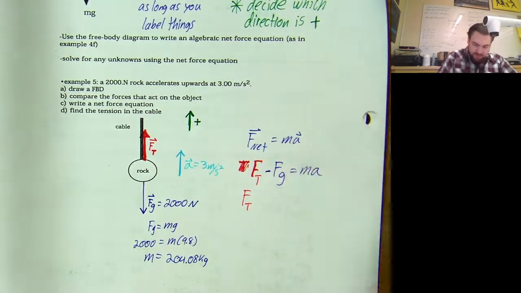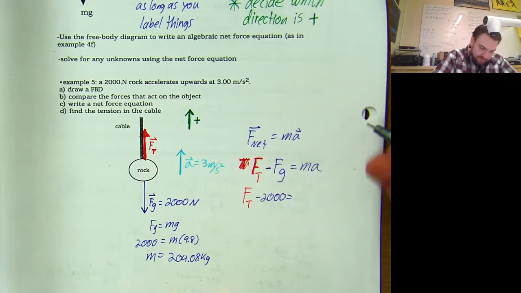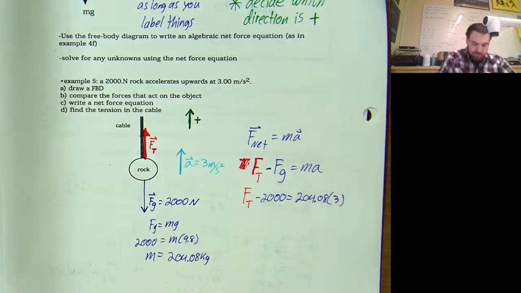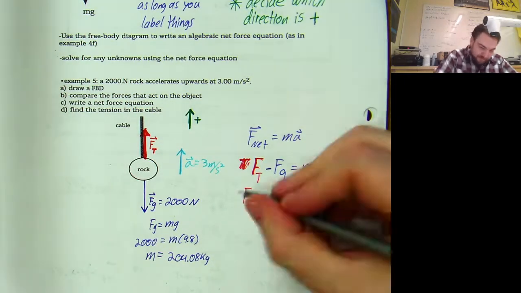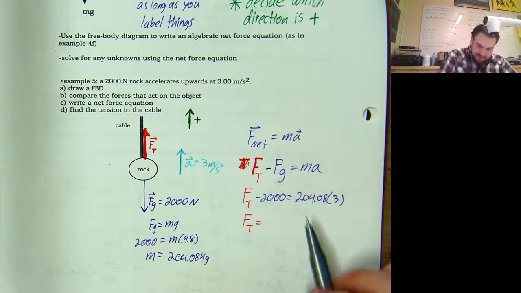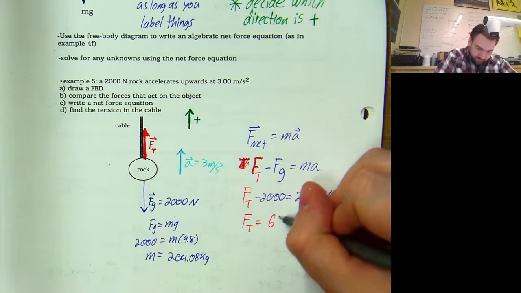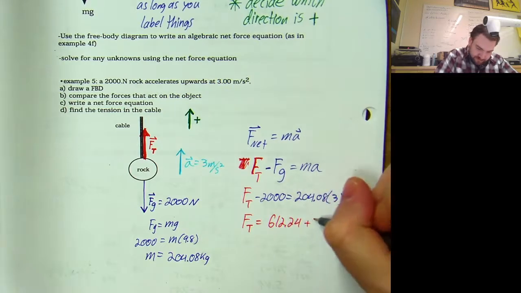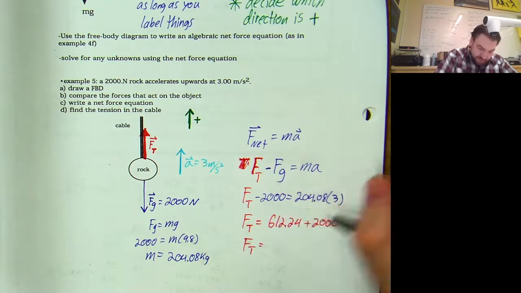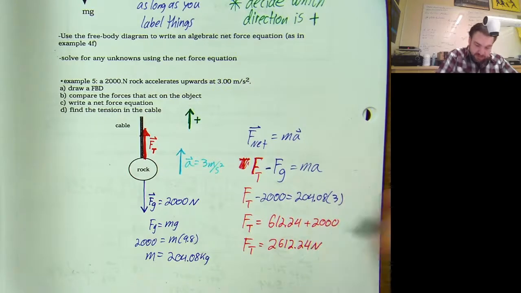So Ft minus 2,000 is going to equal 204.08 times 3. So my force of tension is going to equal, this is going to be 612.24 plus 2,000, which gives me a tension force equal to 2,612.24 newtons.